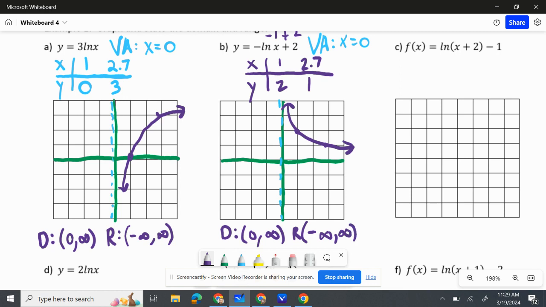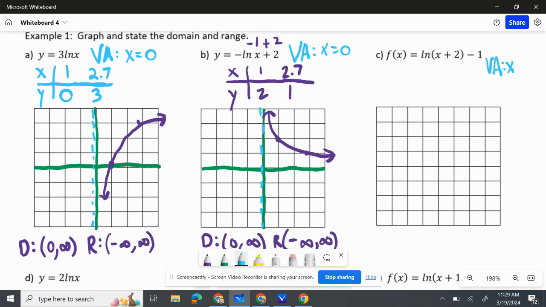Now, if we're looking at letter C, the vertical asymptote is going to be a little bit different. Our vertical asymptote, since there's a parenthesis, is x equals, and what gives us 0 inside the parenthesis would be negative 2.